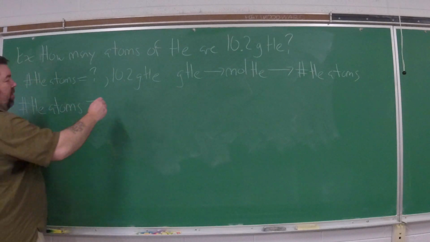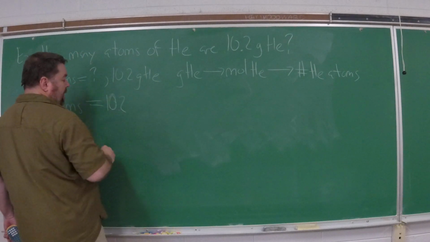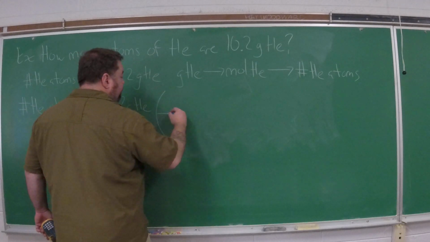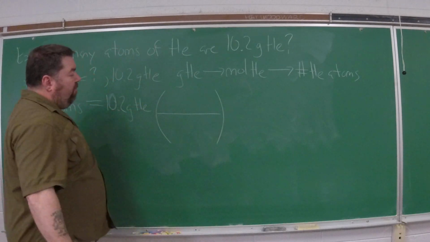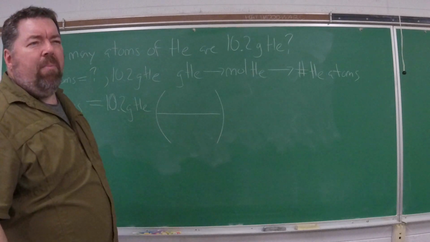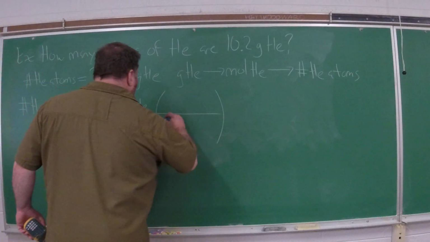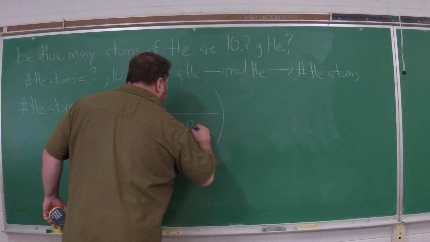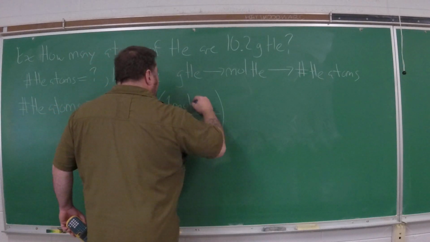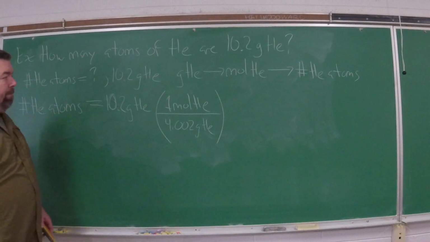Number of He atoms, I'm starting off, I have my 10.2, whoops, sorry, 10.2 grams of He. Again, I'm going from grams of He to moles of He, I want grams to cancel. So I look at the periodic table, and I have 4.002 grams of He for every 1 mole of He, right? I just did the periodic table, right?